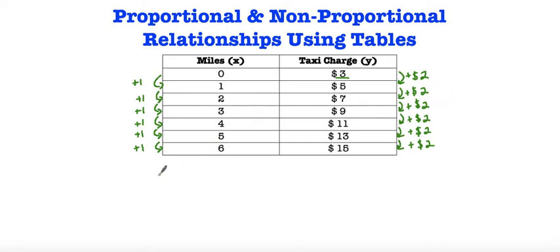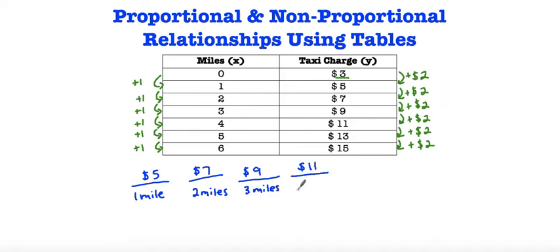1 mile would cost $5, so $5 for 1 mile. 2 miles would cost $7, so $7 for 2 miles. 3 miles would cost $9, so $9 for 3 miles. 4 miles would cost $11, so $11 for 4 miles. 5 miles would cost $13. And finally, 6 miles would cost $15.